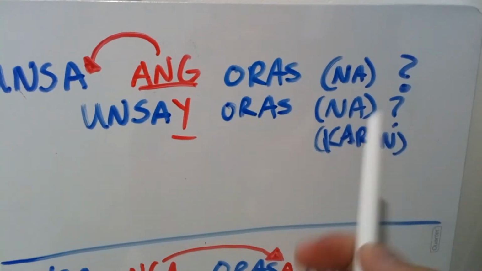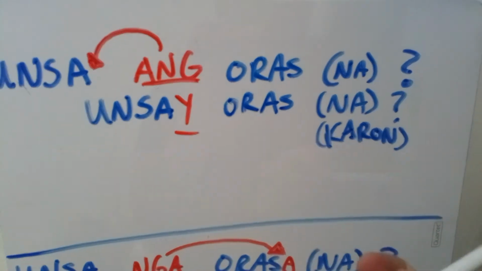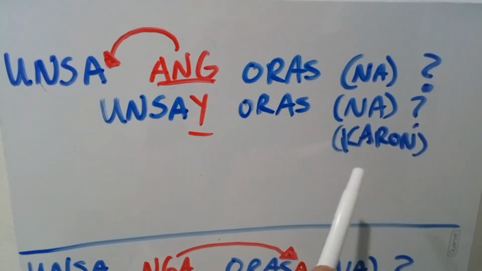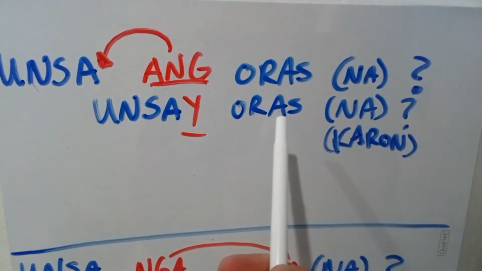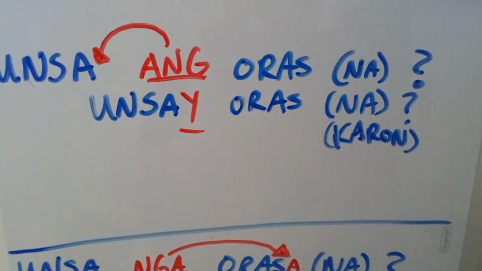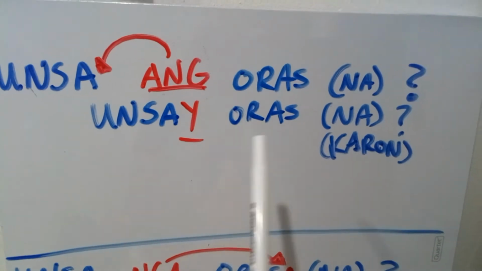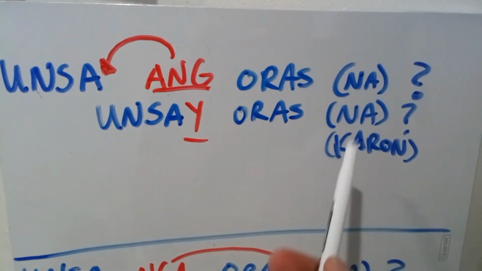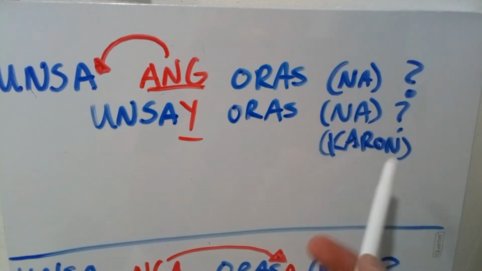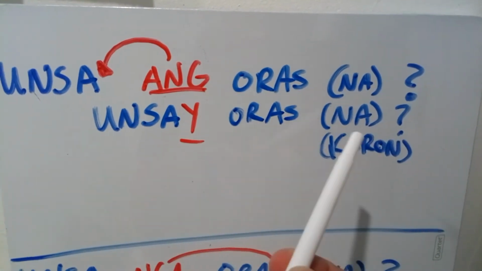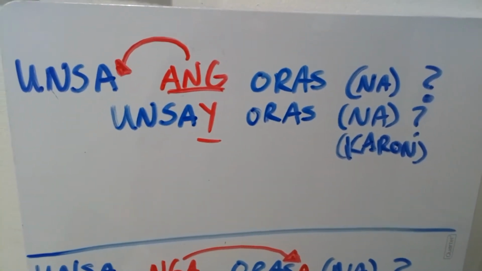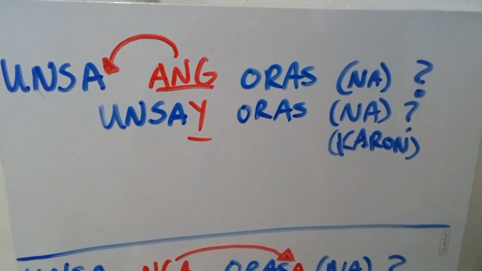Sometimes you can even put other enclitic particles and trigger words that help give information to the sentence. "Unsa ang oras karon?" What is the time today or now? Those are just enclitic words and trigger words that help us as listeners understand the message being conveyed.